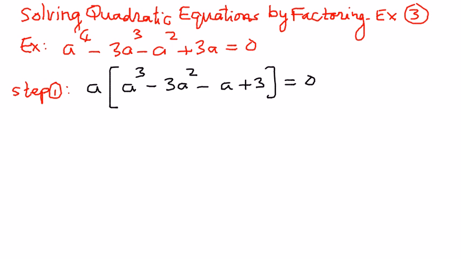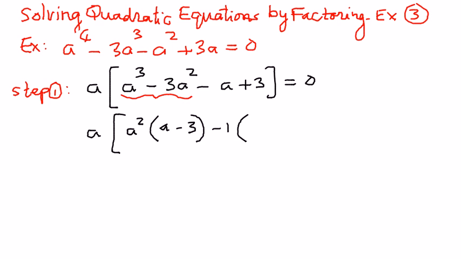is equal to 0. If we look some more, between a cubed and 3a squared, we can pull out a squared as common. When we pull out a squared from a cubed, a is left. When we pull out a squared from 3a squared, 3 is left. And then between negative a and positive 3, negative 1 is common. If we pull out negative 1, we can write this set of parentheses as a minus 3, and we close brackets, and that is equal to 0.